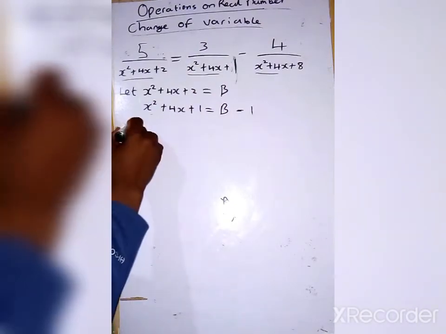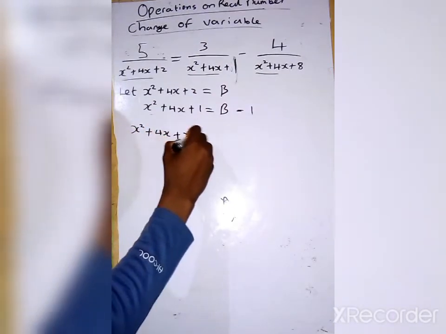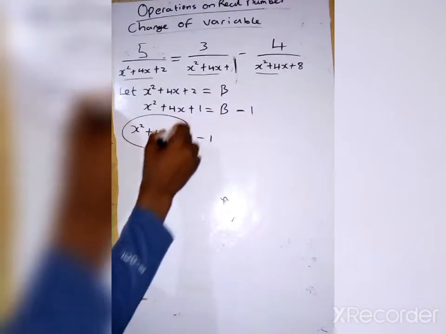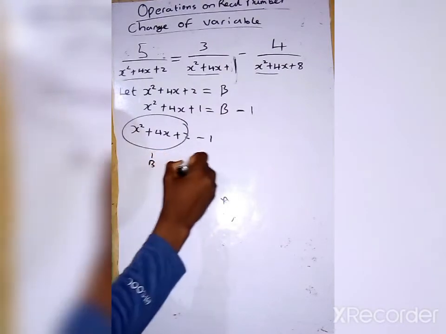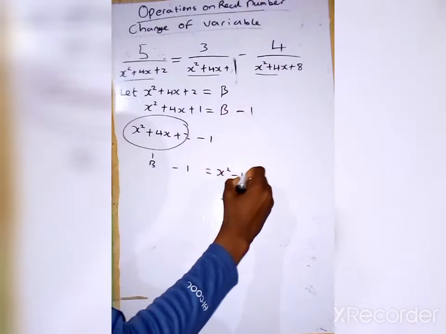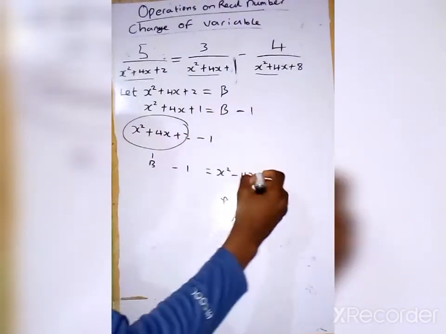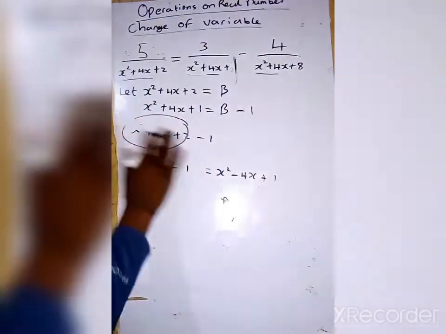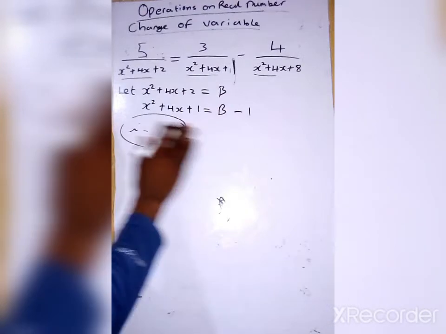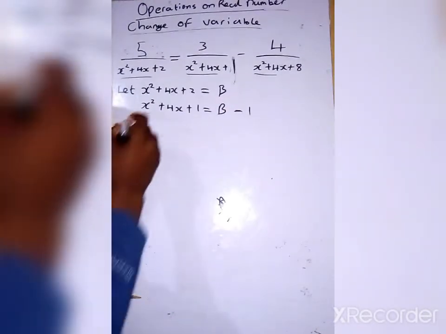So let's confirm. We have x squared plus 4x plus 2, so subtracting 1, all these are b and these are minus 1. Let's see what it will give us. It will give us x squared plus 4x plus 2 minus 1 plus 1, which is giving us this. So now we can represent our second equation as b minus 1.